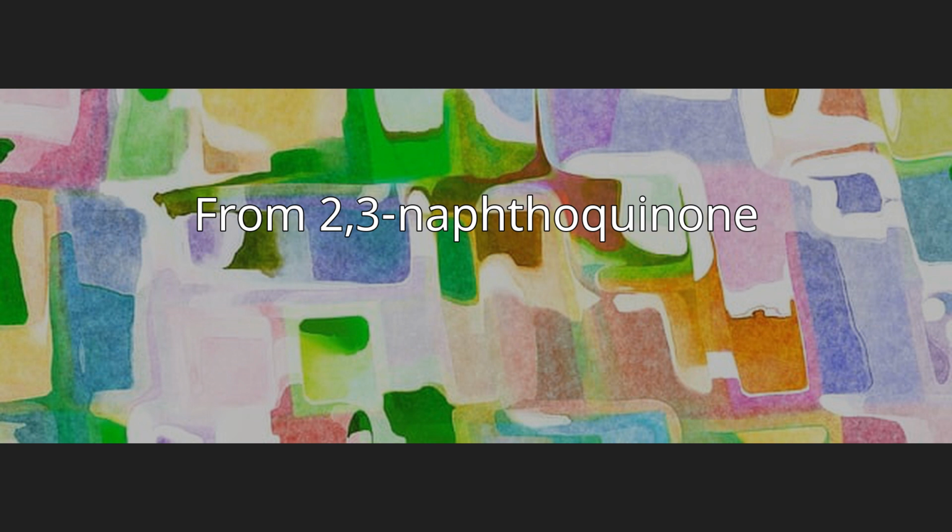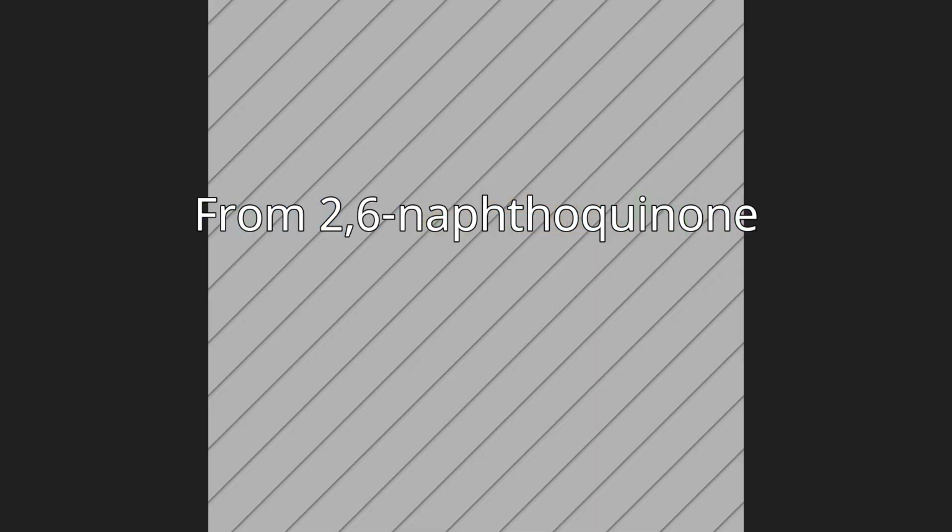From 2,3-naphthoquinone, also a symmetric molecule, there are only 3 isomers: 1-hydroxy-2,3-naphthoquinone, 5-hydroxy-2,3-naphthoquinone, 6-hydroxy-2,3-naphthoquinone. From the symmetrical 2,6-naphthoquinone, amphi-naphthoquinone, there are only 3: 1-hydroxy-2,6-naphthoquinone, 3-hydroxy-2,6-naphthoquinone, 4-hydroxy-2,6-naphthoquinone.